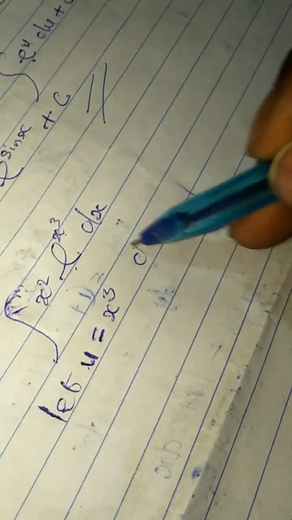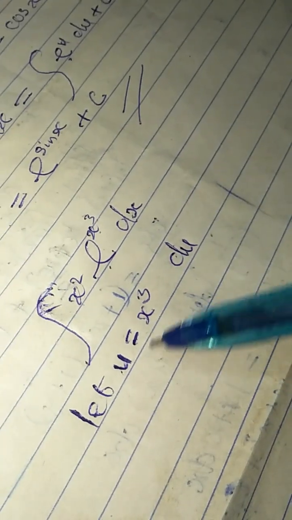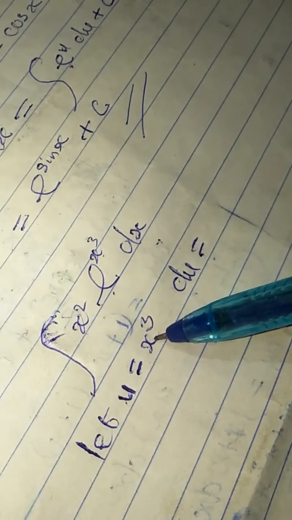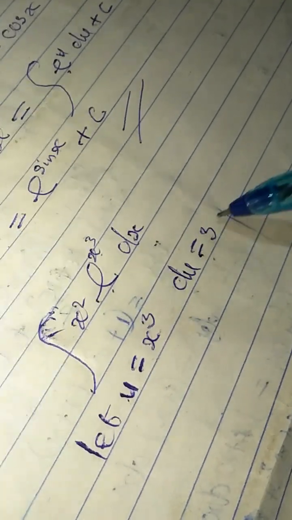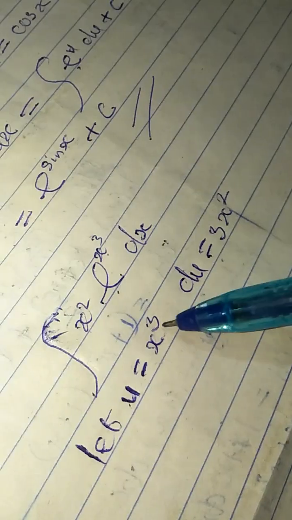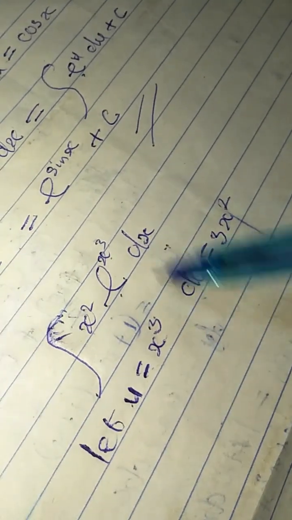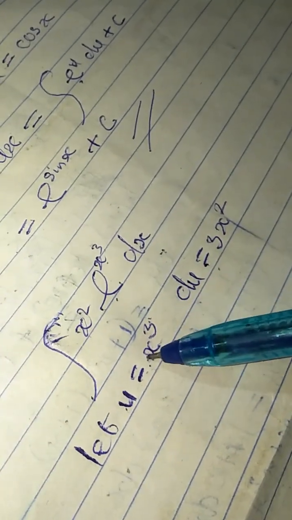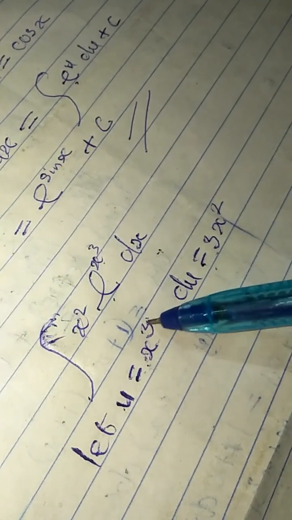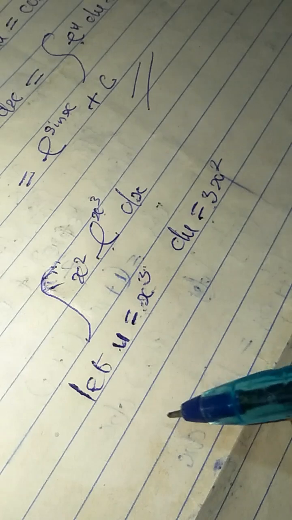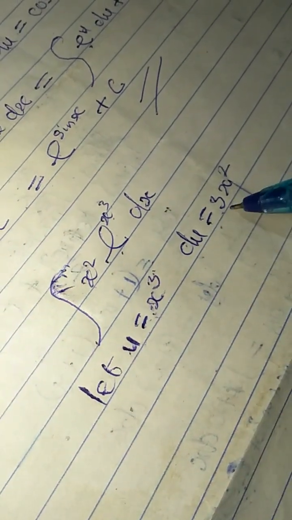So our du, taking the derivative of u with respect to x, differentiate x cubed, you have 3x squared. Remember the general rule: you multiply by the power, you subtract the power by 1. So the coefficient of x is 1, you multiply 3 by 1, you have 3, and 3 minus 1 gives 2. We have found our u and we have found our du.